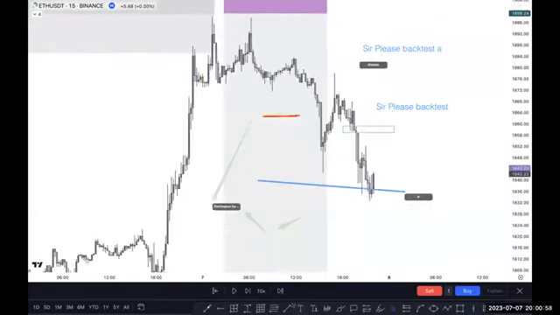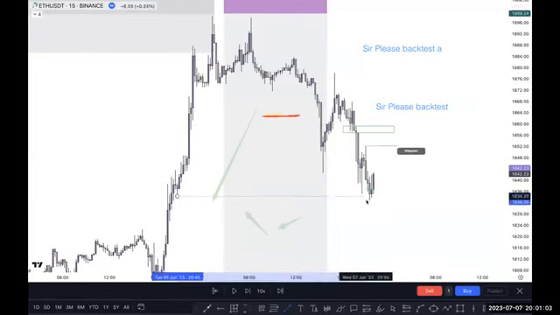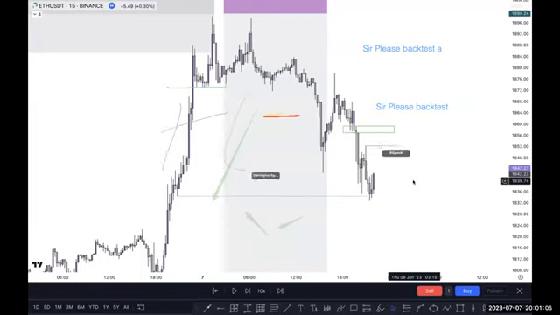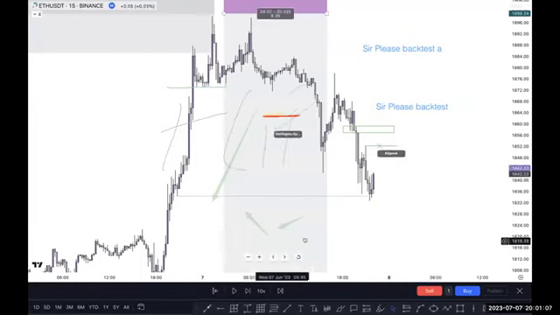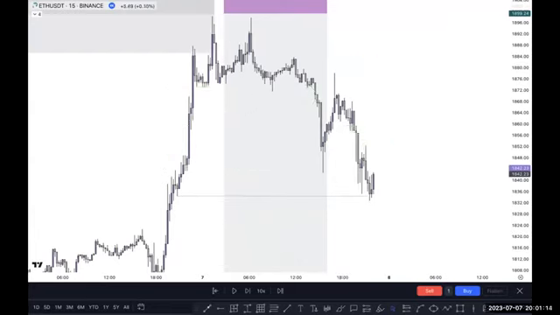So where is our chalk? Our chalk is here. It broke this one and you need inducement. So where is inducement? Philip, sir, this is not a flip. Flip means when demand converts into supply. Please let me disable the annotation.